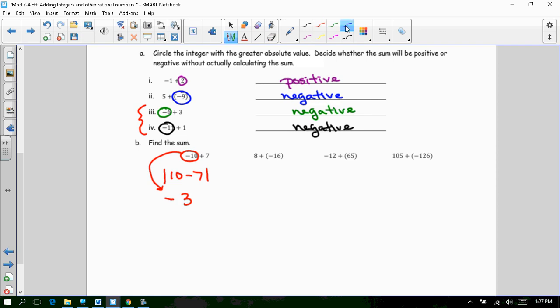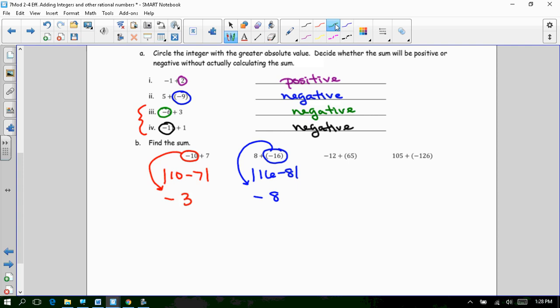Okay, let's try it again. So this next one, which one's bigger, 8 or 16? 16 is bigger than 8. So I'm going to circle the bigger one, the one that has more value, the one that's heavier or whatever, however you want to think of it. I'm going to subtract them, and you can subtract them 16 minus 8. I can flip the order of it, make my life easier. 16 minus 8 is 8, and I use the sign of the bigger number, negative.